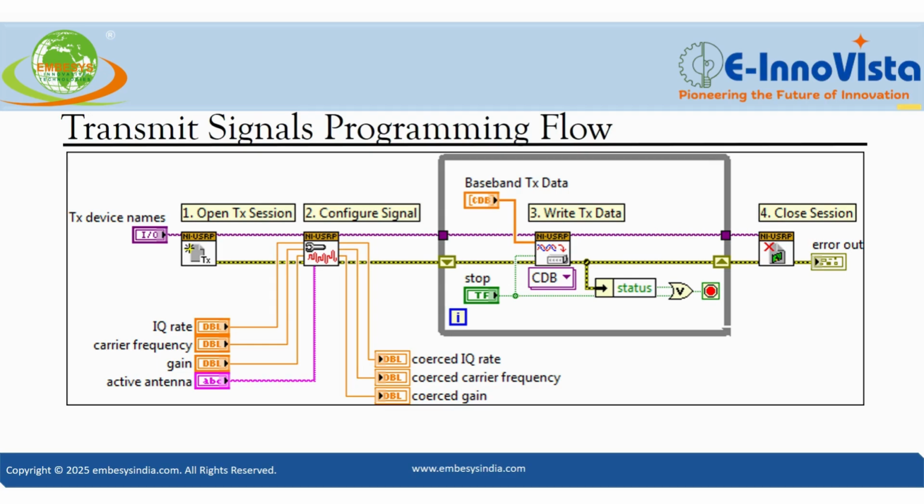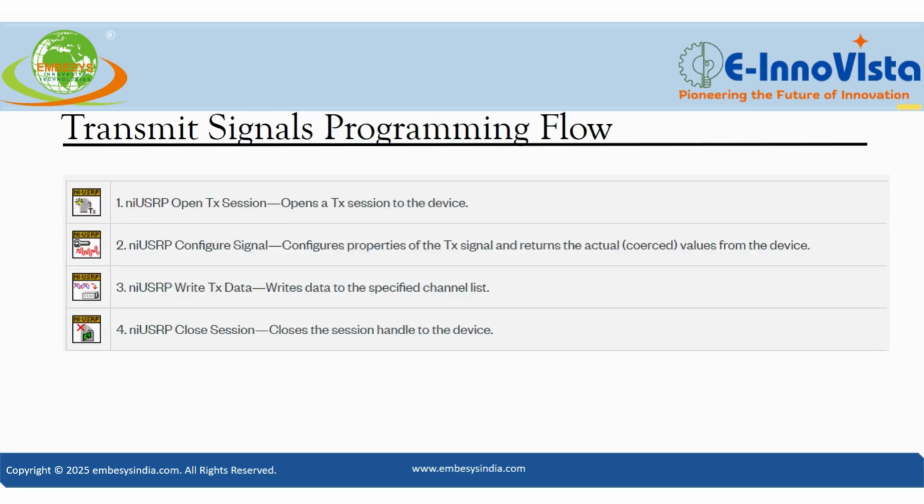And then finally, we have to close the USRP session. So this is the transmit signal programming flow. Here it's clearly mentioned what the different meanings of the different blocks or functionalities are.